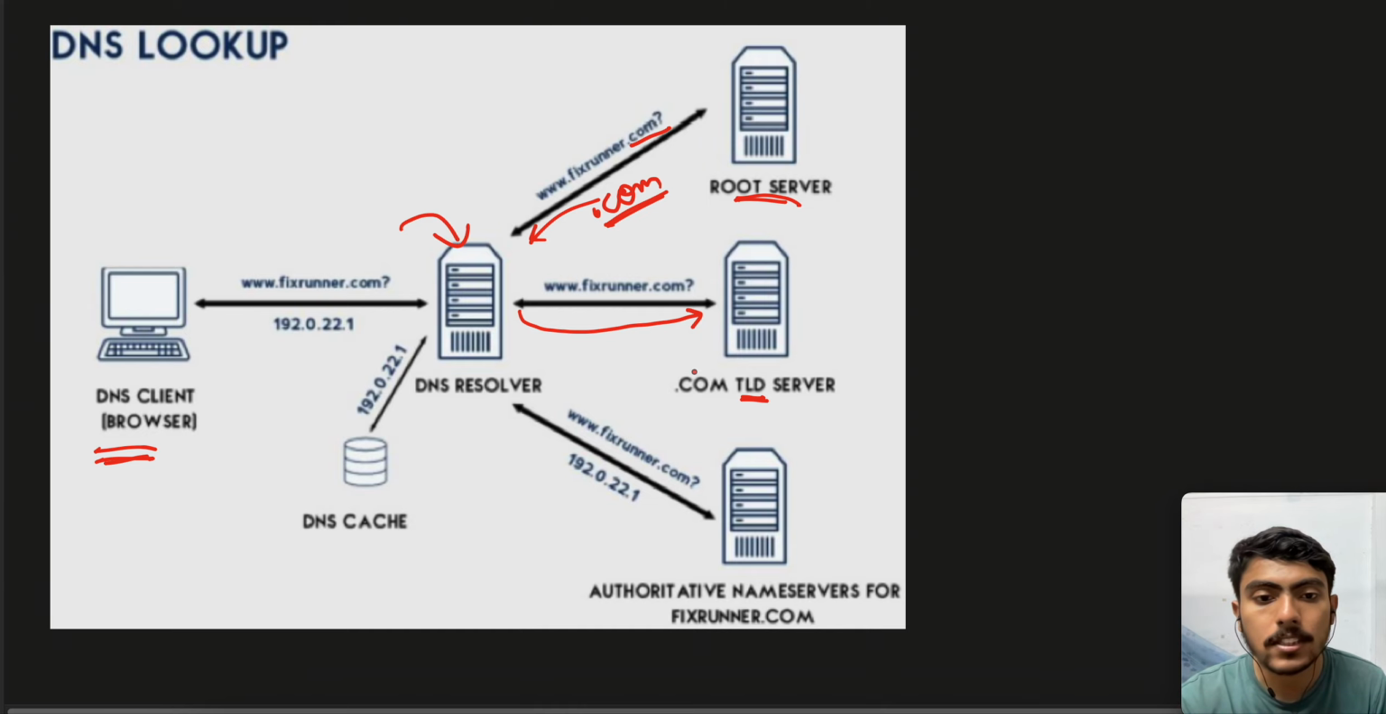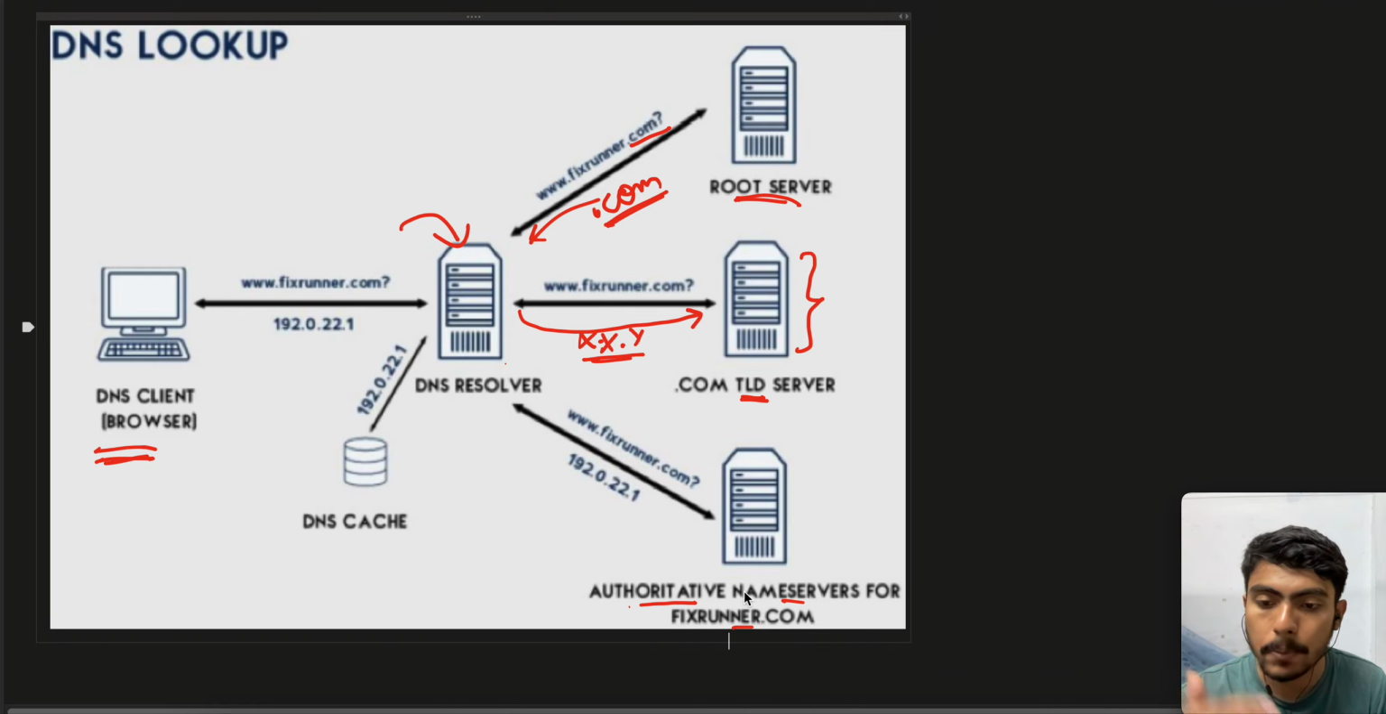So it will search in its database whether there is fixrunner or not. Once it finds fixrunner, it will say okay, I have found it, and suppose it is at x.x.y IP address, so it will send that, and we will ask the authoritative name server for fixrunner.com. Suppose there is an authority that keeps logs of all the IP addresses associated with fixrunner.com, google.com. That will tell us we have fixrunner.com and a particular IP associated with it, and that we will return to the DNS resolver.